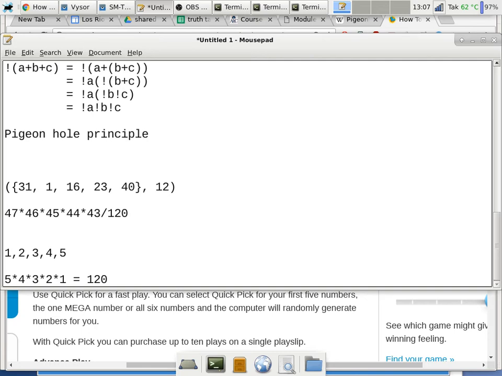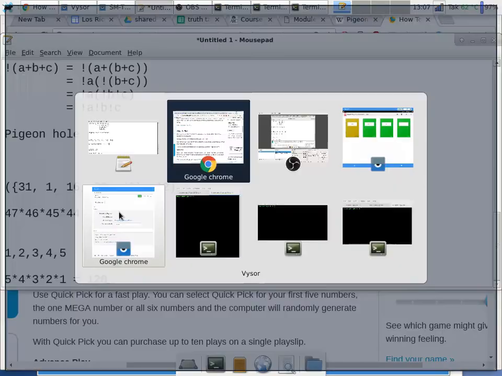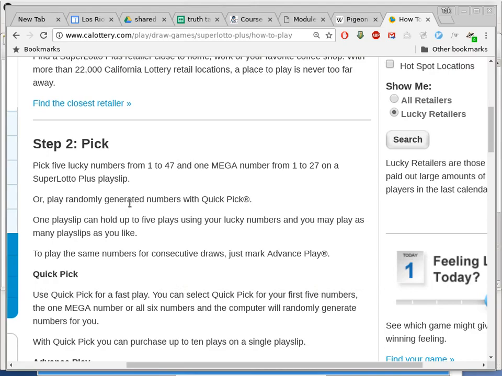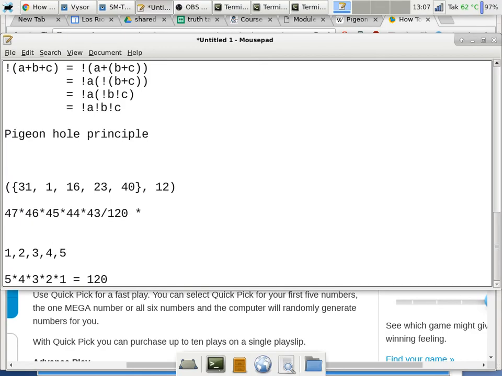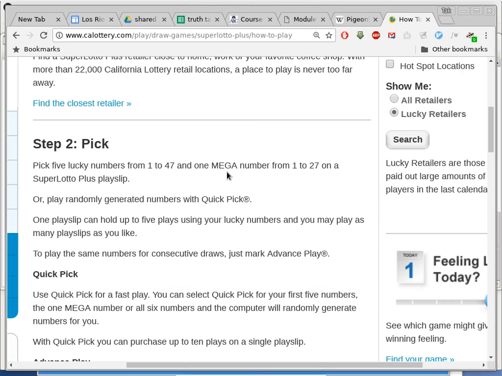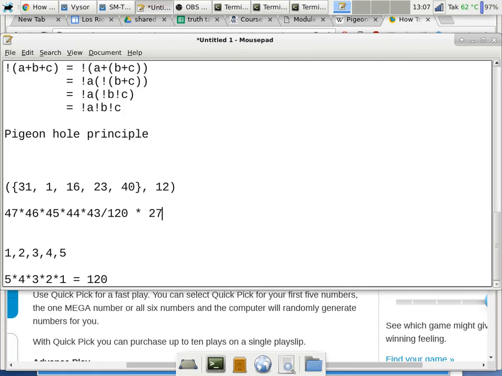But don't forget your mega number. Your mega number is from 1 to 27, so you have 27 choices for that one. So this becomes the total number of possible tickets.